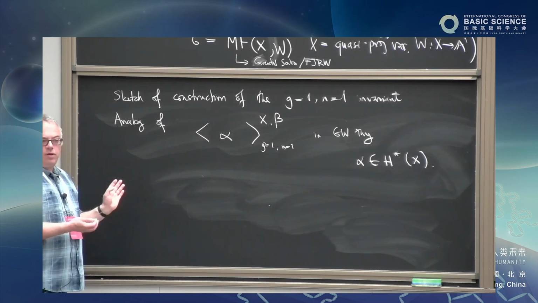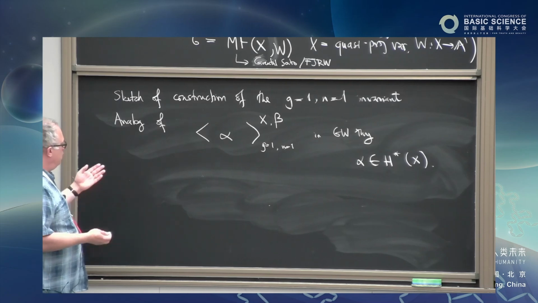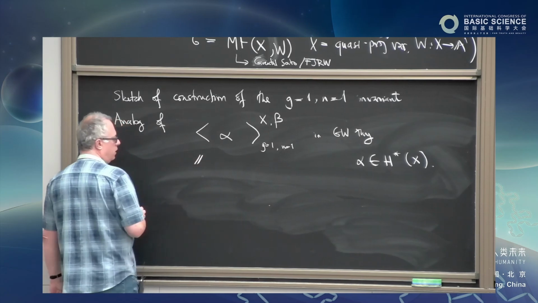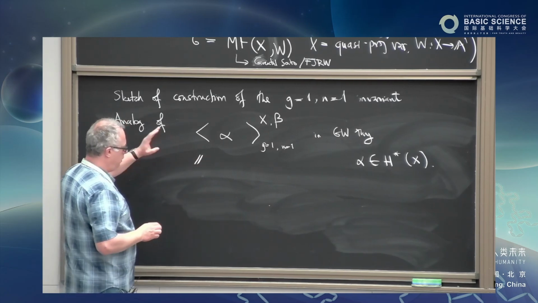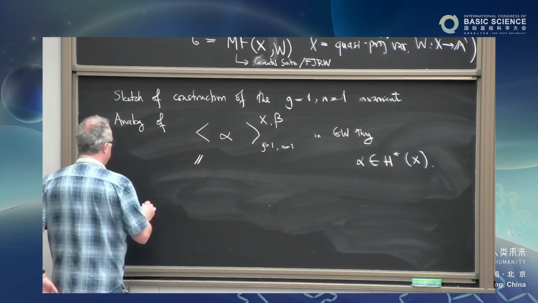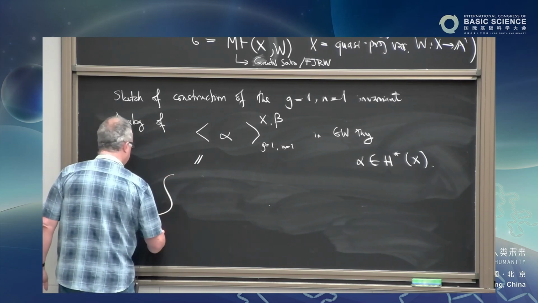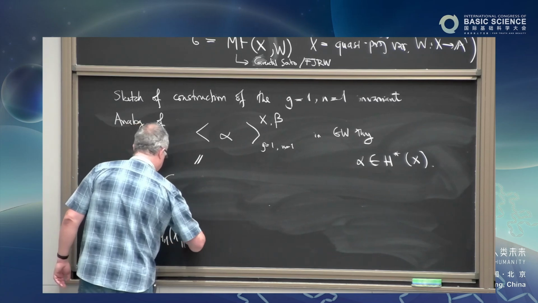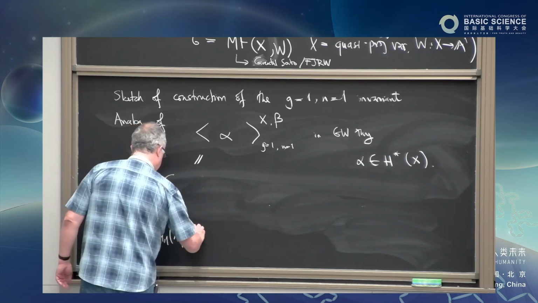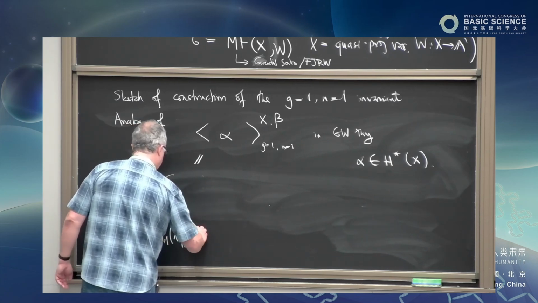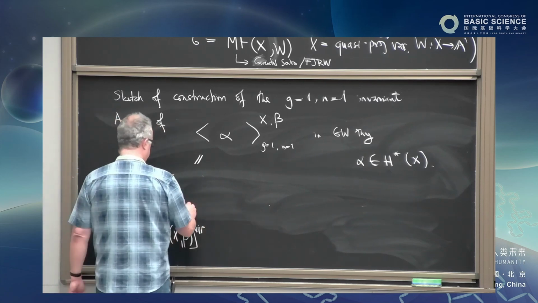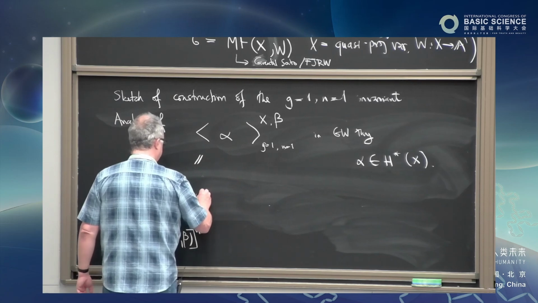So for those of you who have seen definitions of Gromov-Witten theory, what that means is this. In Gromov-Witten theory, so I'm recalling what the definition of Gromov-Witten theory is, this would be the integral over M_{1,1} bar of X, beta. You take the virtual fundamental class here of f_1 upper star alpha.